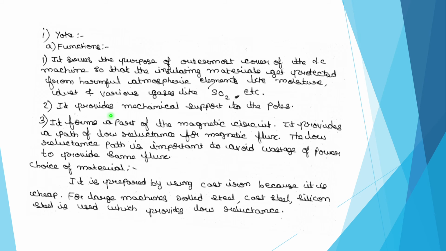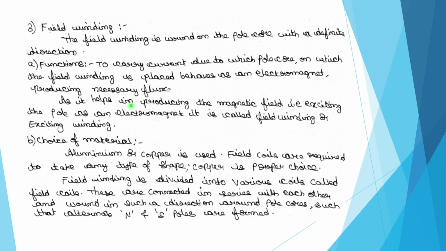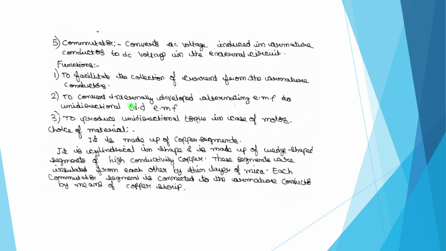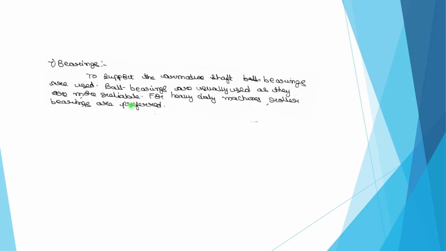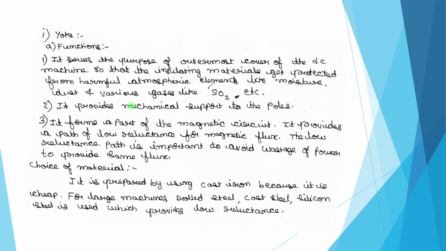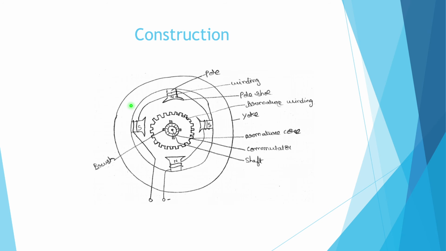Now I am attaching the lecture notes of the complete construction: yoke, its functions, functions of pole core, pole shoe, field winding, armature core, armature winding, commutator, brushes and bearings. So let's get back to the circuit of the DC generator once again, to check whether we have discussed all the parts. I have explained it.